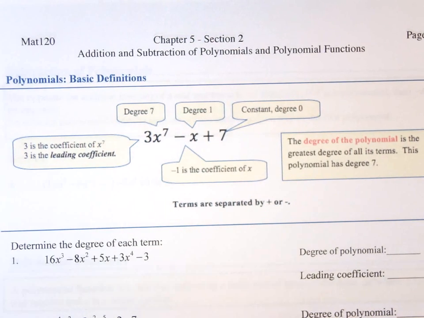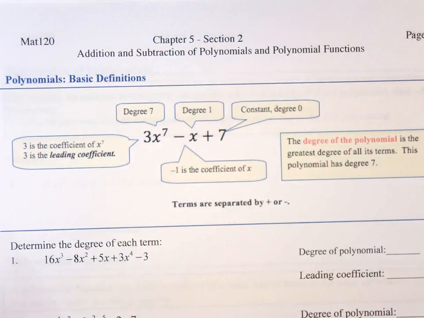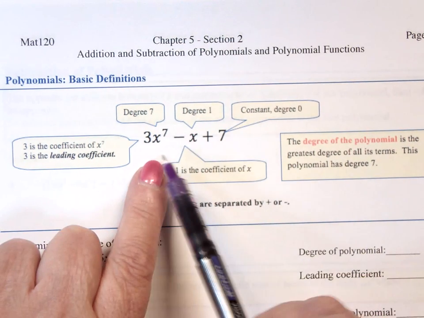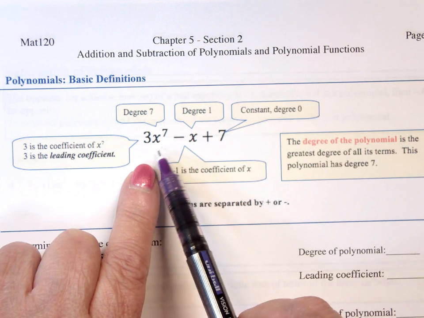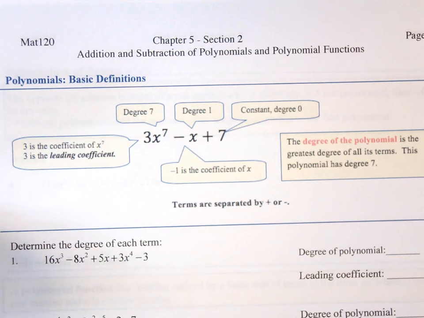Okay, 5.2 is addition and subtraction of polynomials. So the first thing they do is look at a basic definition of a polynomial. And essentially this is it: 3x to the 7th minus x plus 7. If I'm looking at a polynomial, this is something that has to occur.